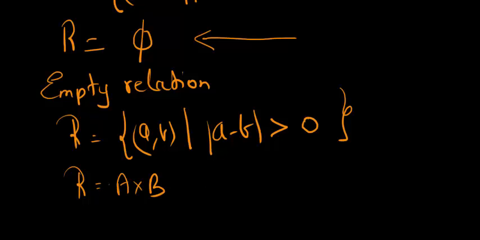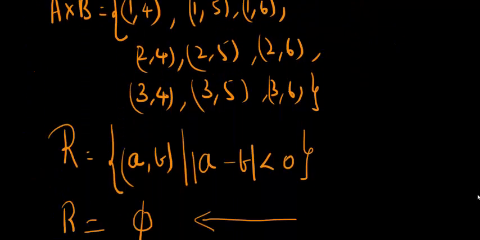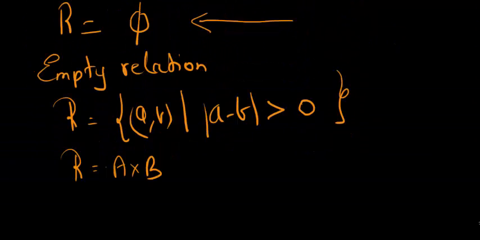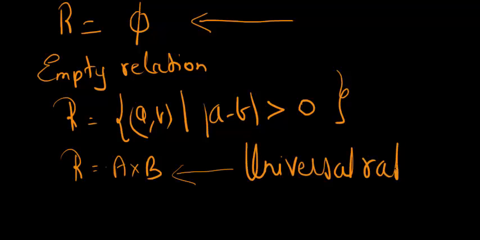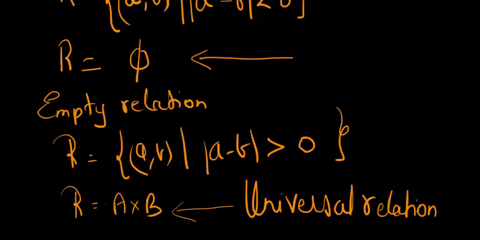Now let's go back. I saw that the set itself is a subset of the set. In a similar fashion, here I see that the relationship is taking up all of A cross B. This relationship is called a universal relation. Great. Now let's look at another type of relation.